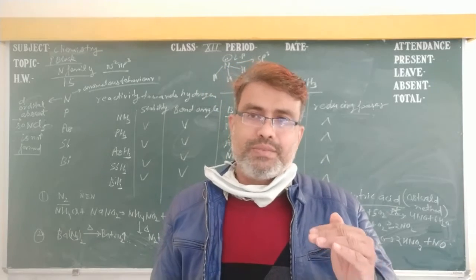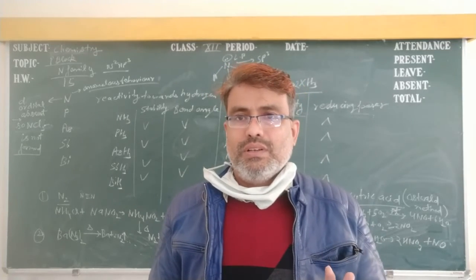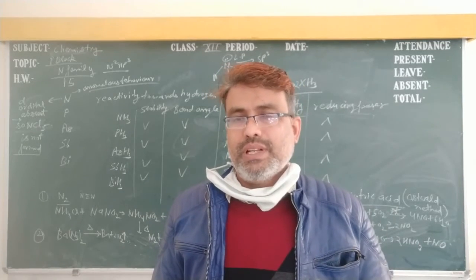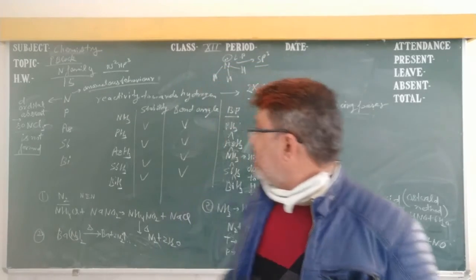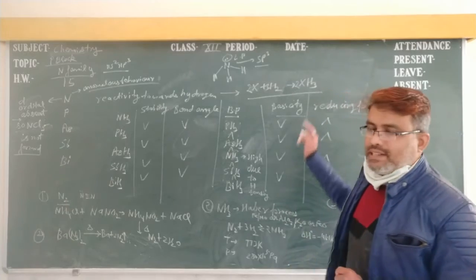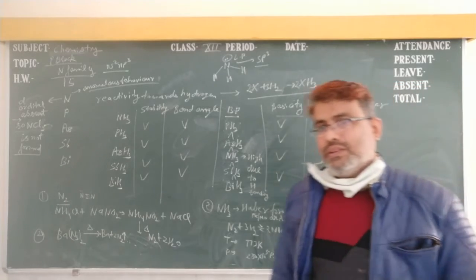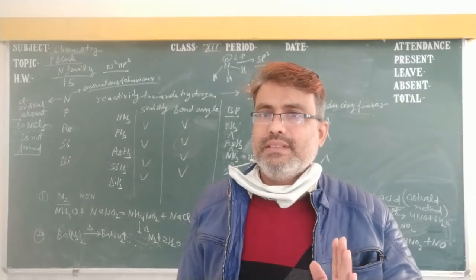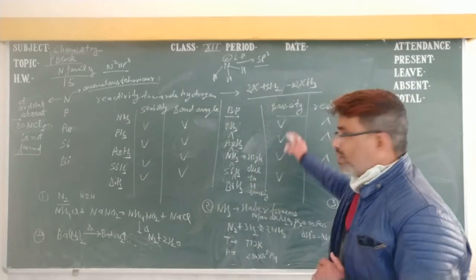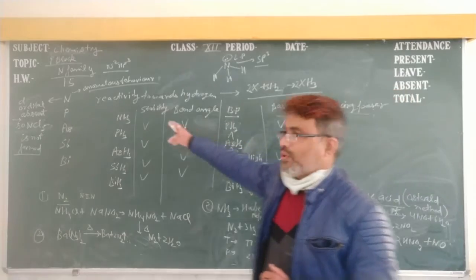So on the basis of that point, you may get a question: why does ammonia show a high boiling point compared to other hydrides? The answer is intermolecular H bonding. Okay. Now next, basicity. Actually, these are hydrides, and in this case, the basicity is decreasing from top to bottom.